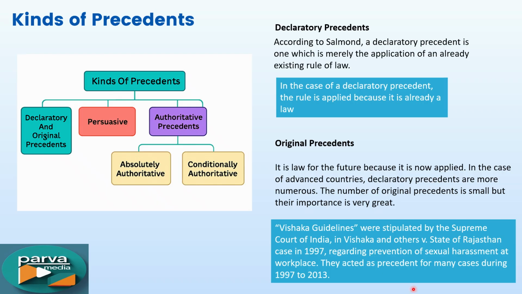A powerful example for this is the Vishaka guidelines laid down by the Supreme Court of India in Vishaka versus State of Rajasthan in 1997. In the absence of specific legislation on sexual harassment at the workplace, the court formulated binding guidelines. These acted as law until the enactment of the Sexual Harassment of Women at Workplace Act, 2013.